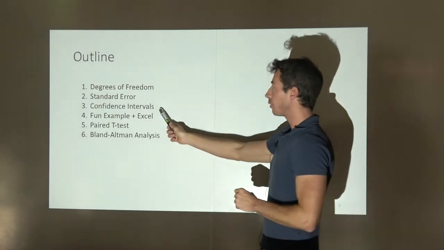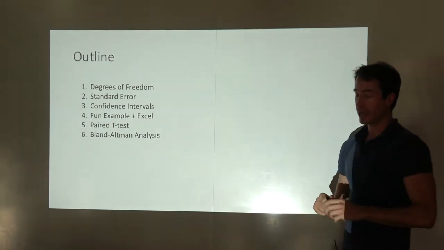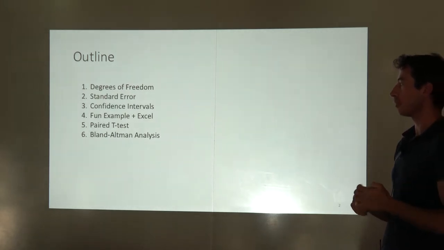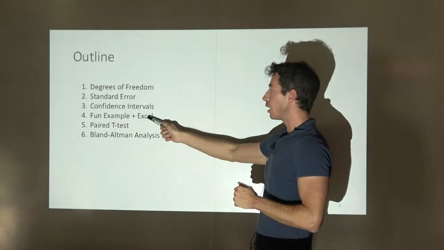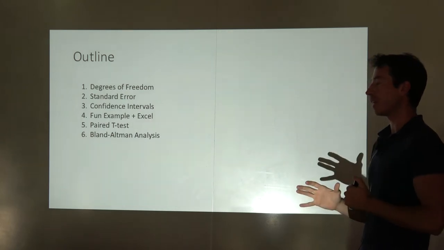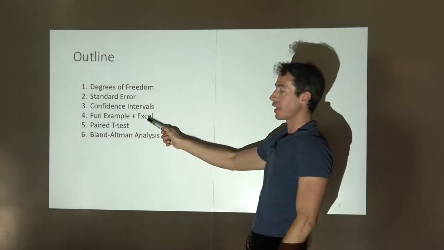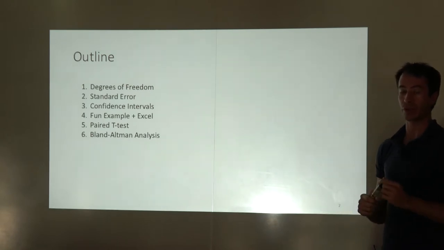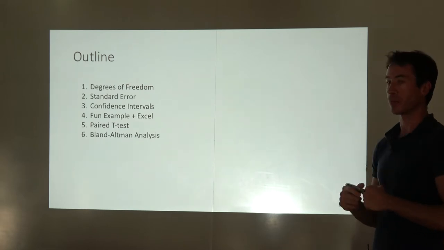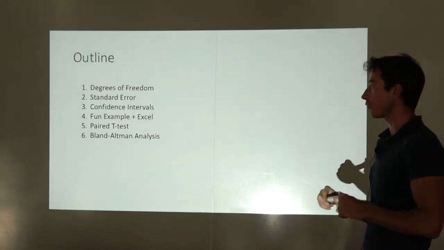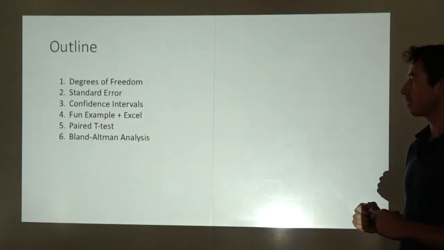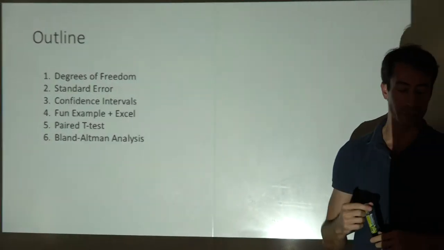I also want to talk about confidence intervals because I think that is another important statistical tool that you'll use that we didn't talk about. And then another example of t-testing and p-values, and that's kind of fun. And then I'm also going to show you how to do this with Excel, because that's how you're actually going to do it. For an exam, you would be expected to do this both with actual pen and paper and a t-table, as well as with Excel. I also want to talk about a paired t-test. We didn't talk about those. And then close with a Bland-Altman analysis.